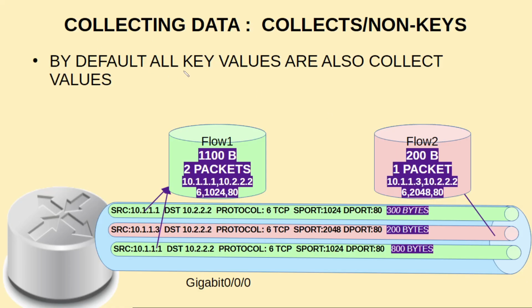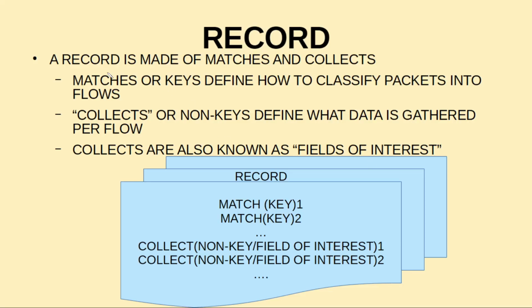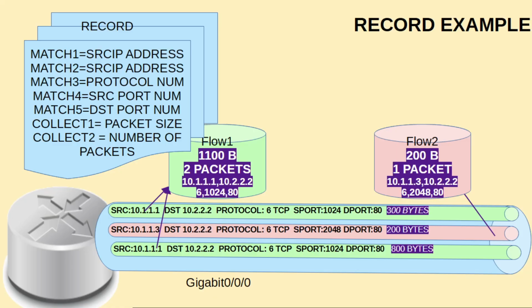By default, all key values are also collect values. So in this example, flow 1 is also going to collect the source IP address, the destination IP address, the protocol number, and the port numbers. The same applies for flow number 2. Just a note here, a record is made of matches and collects. Remember that matches are also known as keys and collects are also known as non-keys or fields of interest. In the example that we have been talking about, the record will look like this.